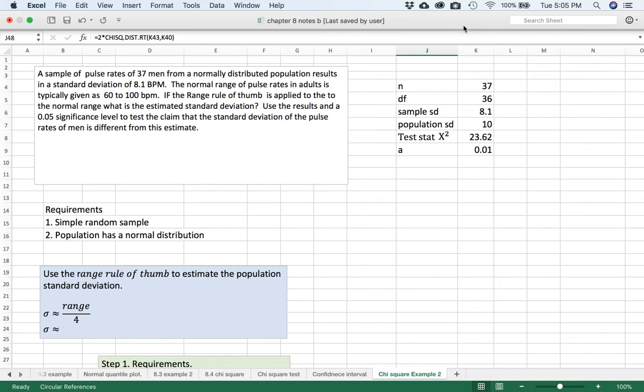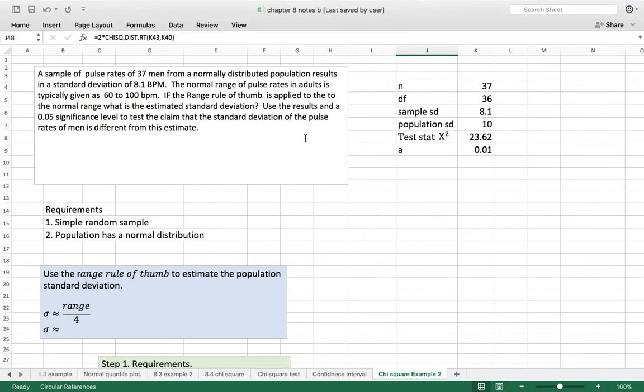Okay, I want to show you just one more example. Here we have a sample of pulse rates of 37 men from a normally distributed population that results in a standard deviation for the sample of 8.1 beats per minute. So if the normal range of pulse rates for adults is between 60 and 100, use the range rule of thumb that is applied to the normal range, what is the estimated standard deviation? So we do need to estimate the population standard deviation here.